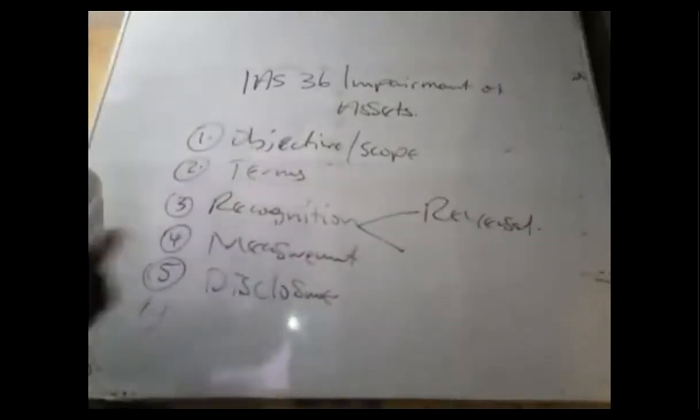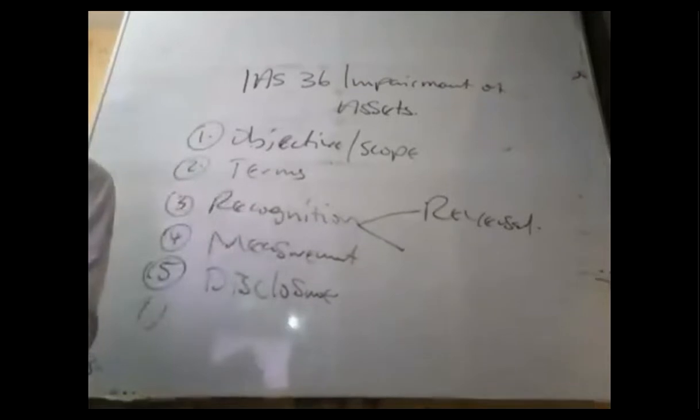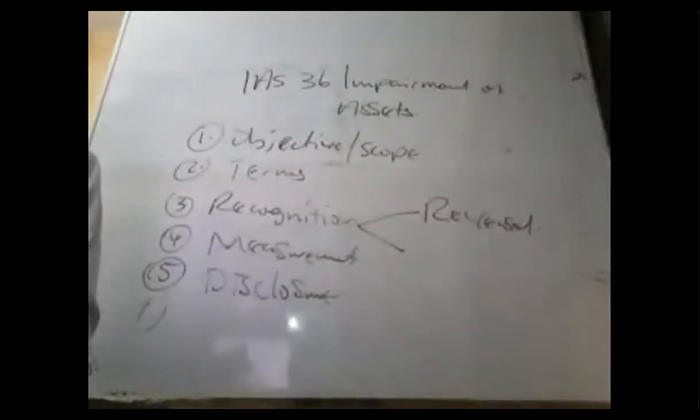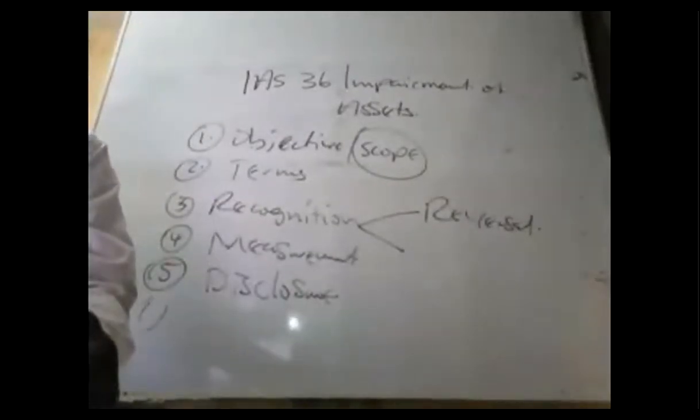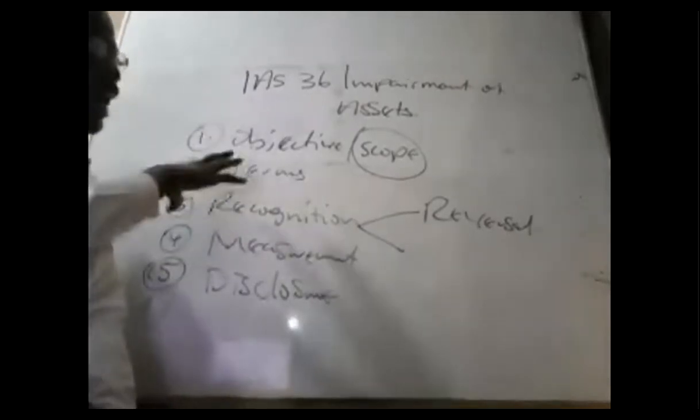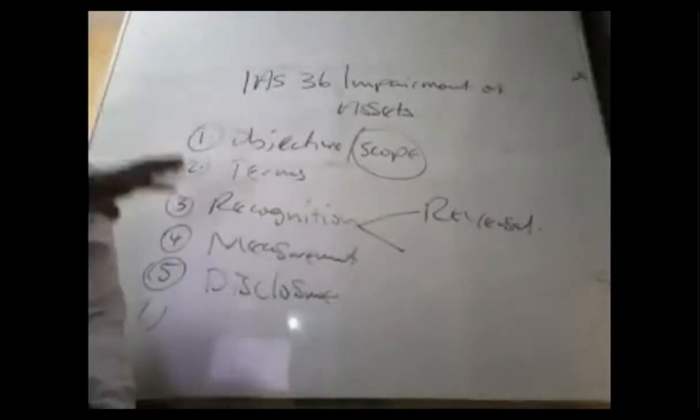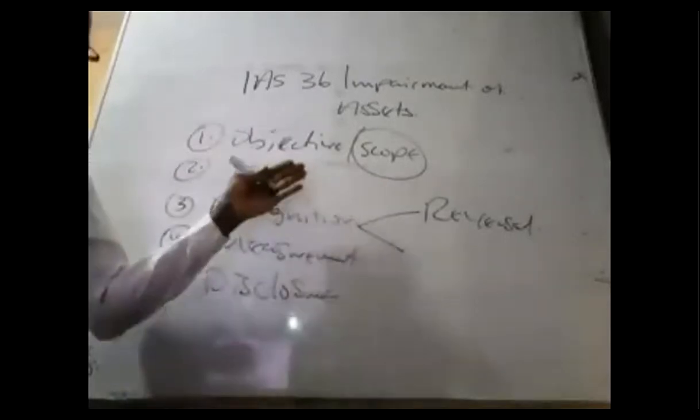That means IAS 36 will make sure that the entity carries its assets, the current amount of the asset of the entity, at not more than the recoverable amount. We will go into detail. Okay, now let's look at the scope of IAS 36. The scope talks about the coverage. Now, there are some impairments that other standards talk about, so we are not going to cover them in IAS 36. Let's take note of that. For instance, this standard applies to impairment of all assets other than the following assets.